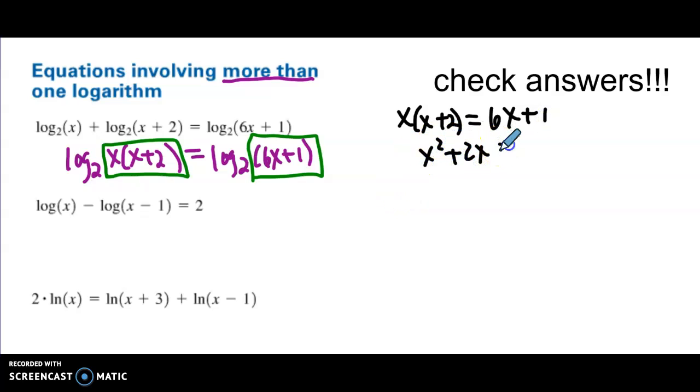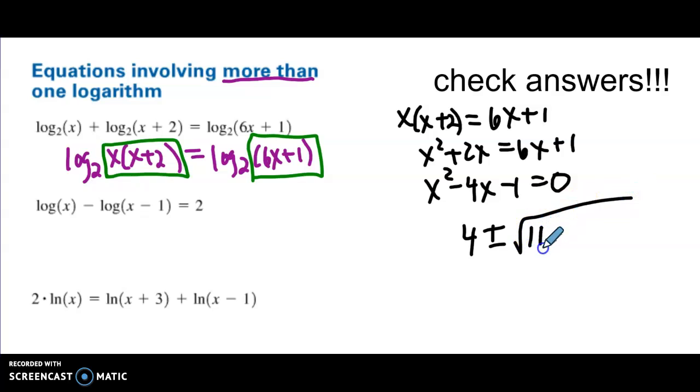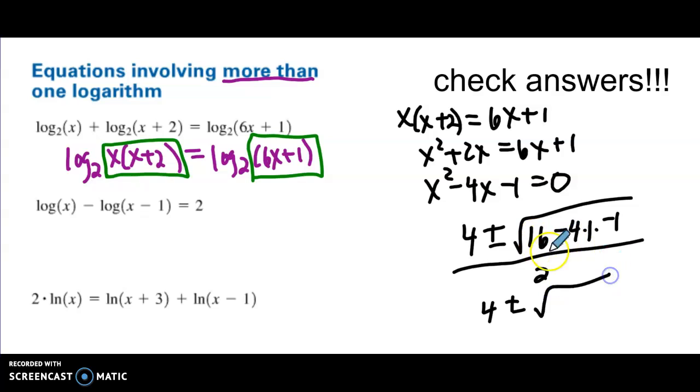So I have x squared plus 2x equals 6x plus 1. I'll subtract everything over here. Subtract the 6x from the 2x. Subtract the 1. I have x squared minus 4x minus 1 equals 0. That doesn't factor, so I'm going to say 4 plus or minus the square root of b squared minus 4 times a times c, all over 2a. So that's 4 plus or minus the square root of 16 plus 4, over 2.